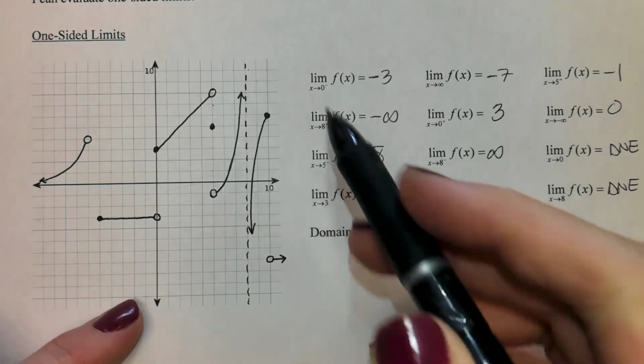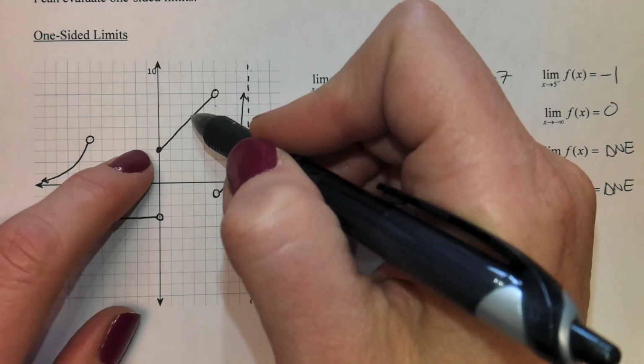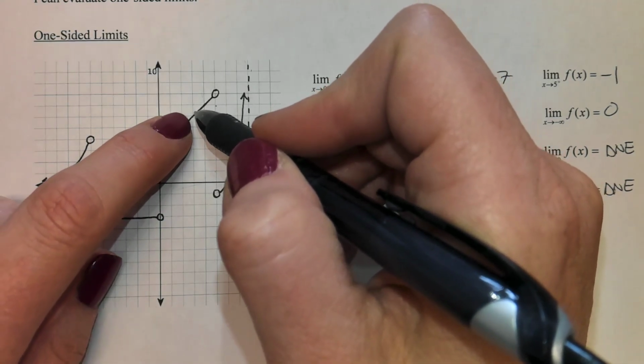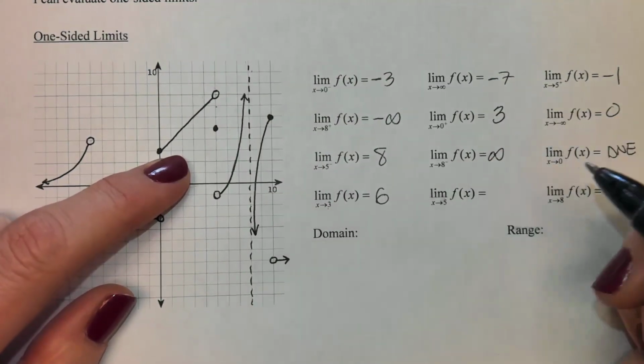Next, we've got the limit as x approaches 3. So put my stick right at 3, or put my pencil at 3 right there. And as I approach both sides, my fingers are coming together, so it looks like that limit is at 6.